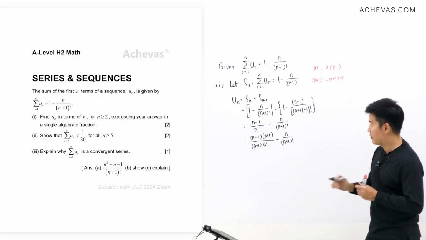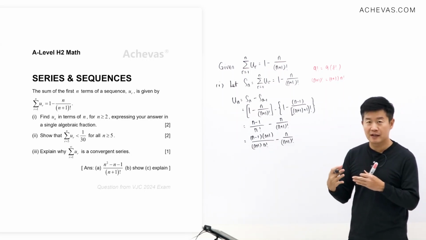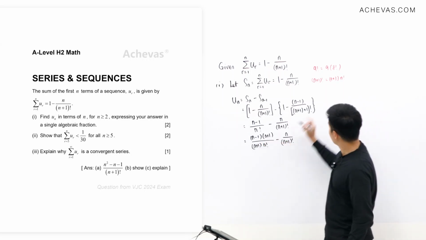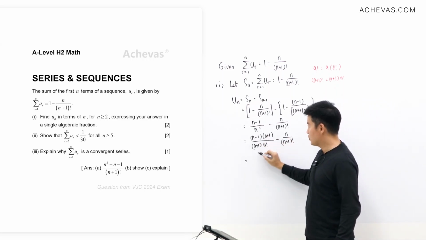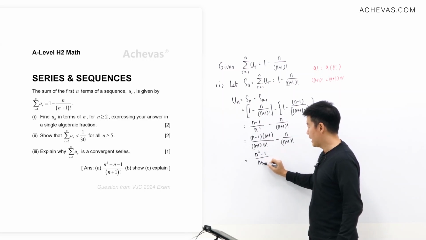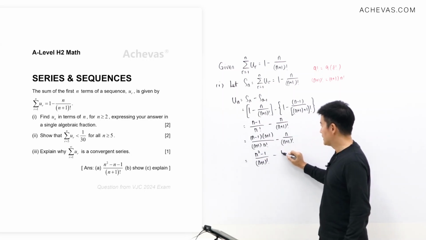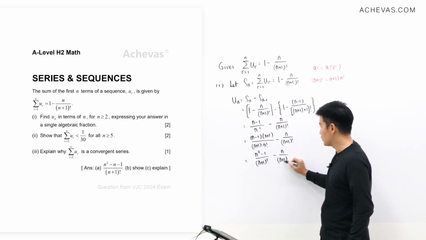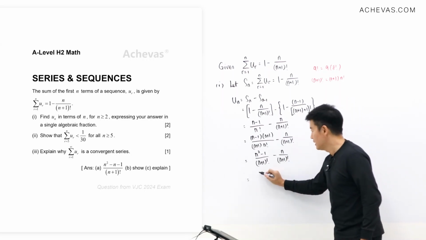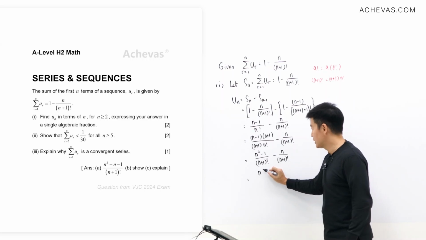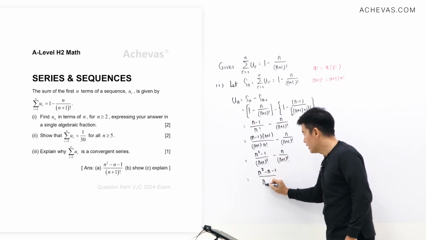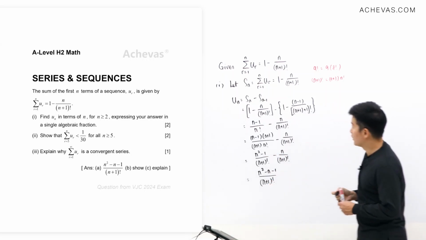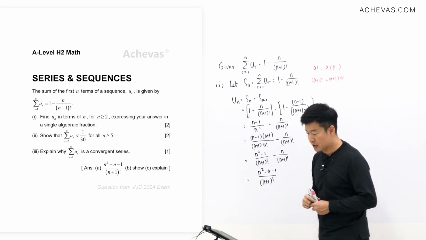What is our purpose? Our purpose is to create the common denominator, because this, according to what we have just discussed, is going to be (n plus 1) factorial. So in the numerator, we have n squared minus 1 squared. The denominator is going to be (n plus 1) factorial. Minus here will be n over (n plus 1) factorial. So my final answer, in one single algebraic fraction, will be (n squared minus n minus 1) over (n plus 1) factorial. This is part 1 of the question.